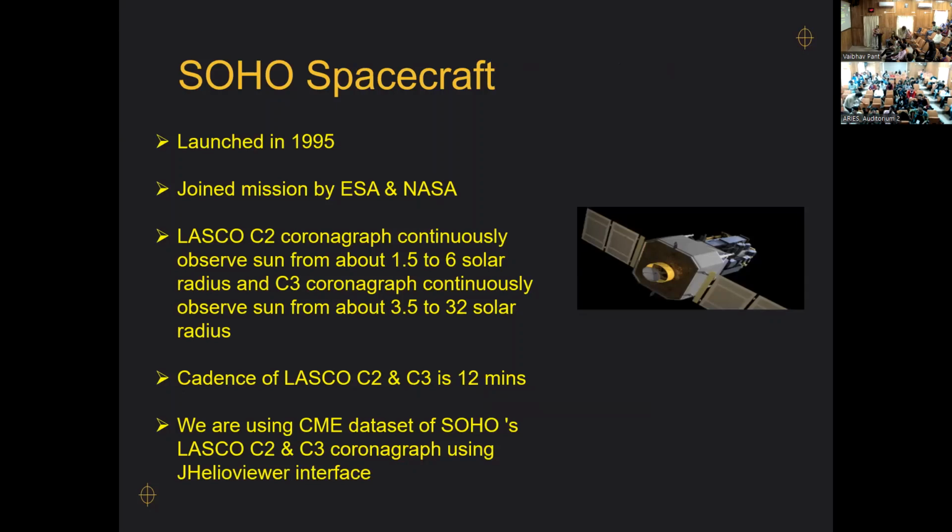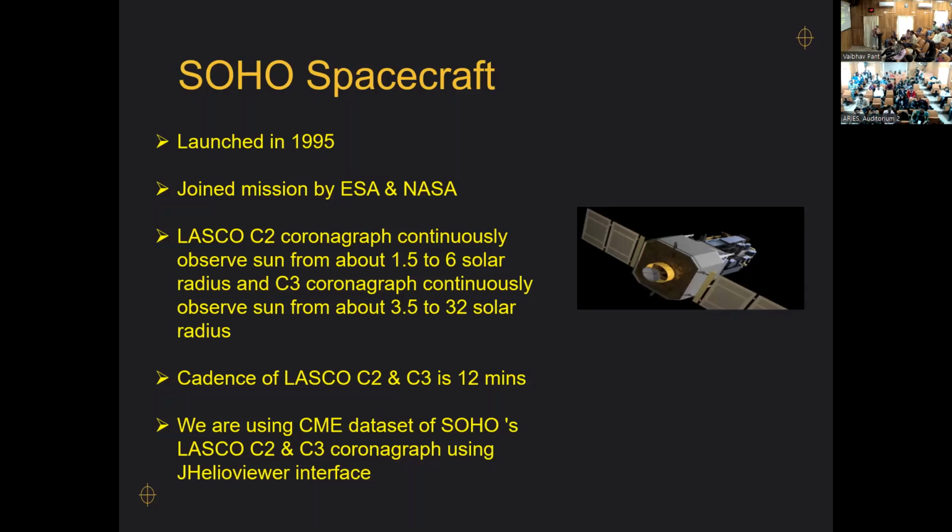So now, in this slide, we will talk about the SOHO spacecraft. It was launched in 1995 and was a joint mission by ESA and NASA. SOHO has around 12 instruments, but for this project we have only considered the LASCO C2 and LASCO C3 instruments. LASCO C2 has a range from 1.5 to 6 solar radii, whereas LASCO C3 has a range from 3.5 to 32 solar radii, and they both continuously observe the Sun. The cadence of LASCO C2 and C3 is 12 minutes.